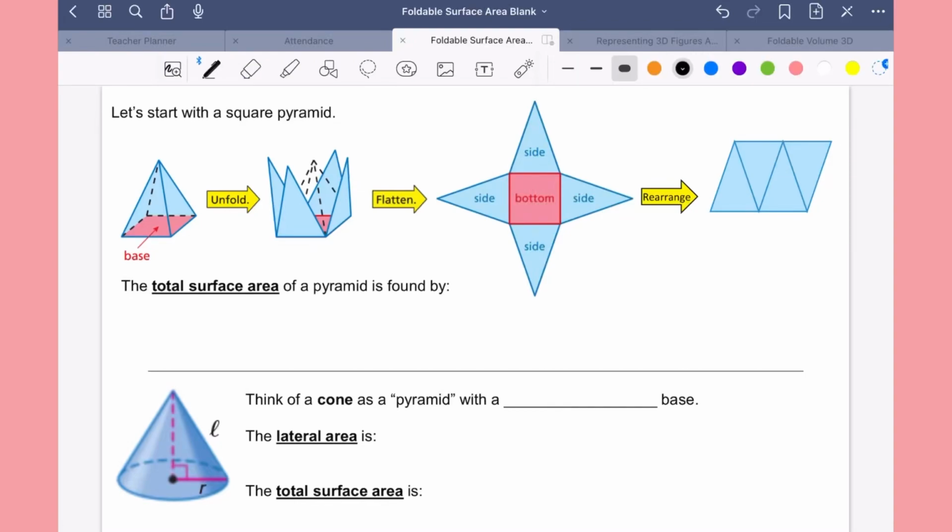Good morning, everyone. Today we're finishing our surface area foldable with pyramids and cones. We've already done prisms and cylinders. So we're going to finish it off with these two shapes, a pyramid and a cone. We're going to start with a square pyramid.